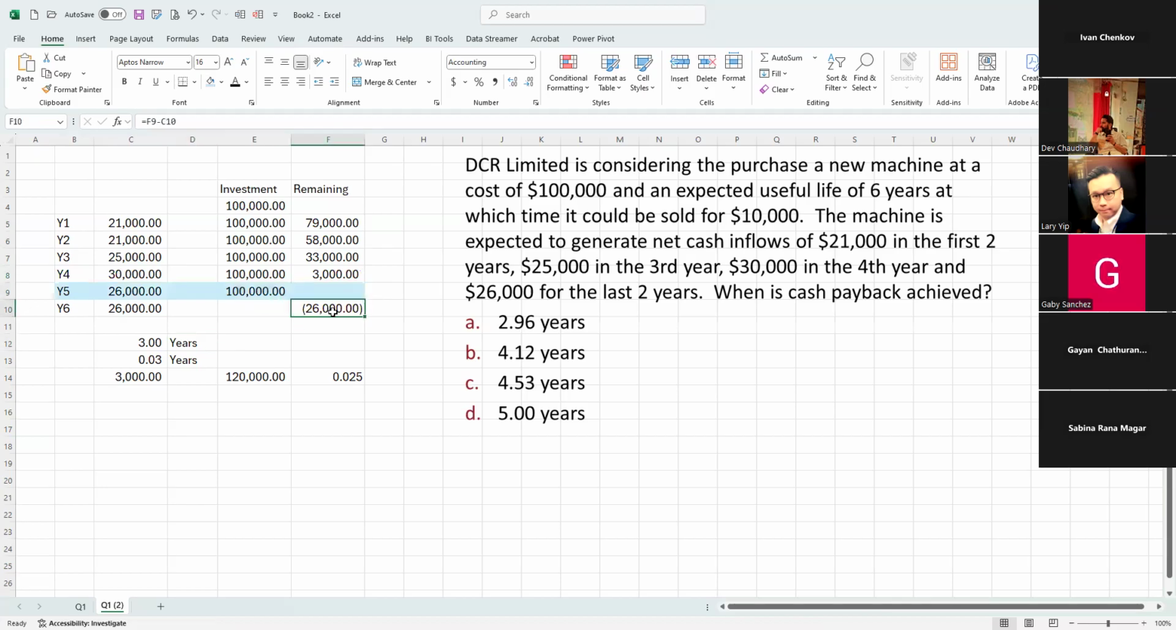And in year 5, we're actually meeting the initial investment. So how much do we need to recover? Only 3,000. So we put in that 3,000, and our investment is 100,000. So it's going to take us 3 divided by 26,000, the 26 that we get in the last year, which gives us a fraction of 0.12, and we have 4 years. So how long is it going to take us? 4 years and 0.12 to recover our initial investment in this case.